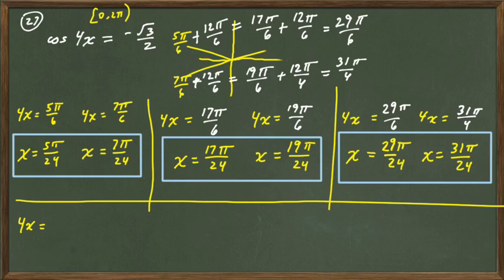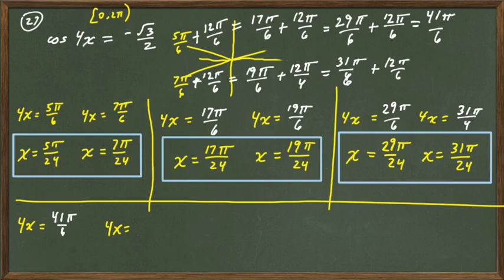This time when I add 2 pi, I bet it gets bigger at some point. What's 12/6 plus 29/6? 41/6. Not bad. And how about the next one? If I added 12/6 to 31/6, I don't know why I put fourths. Should give me what? 43/6.